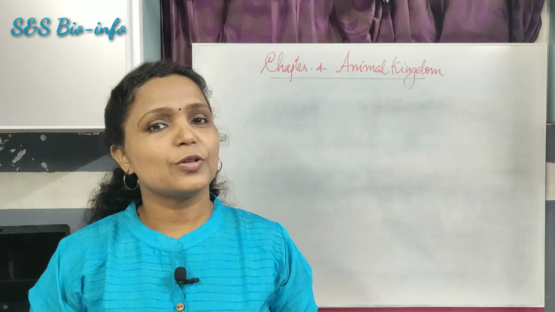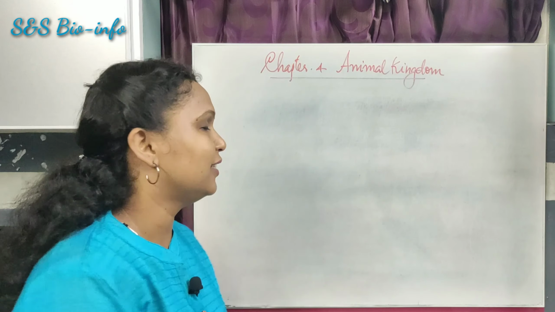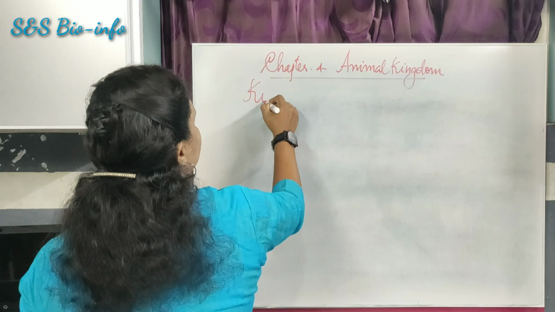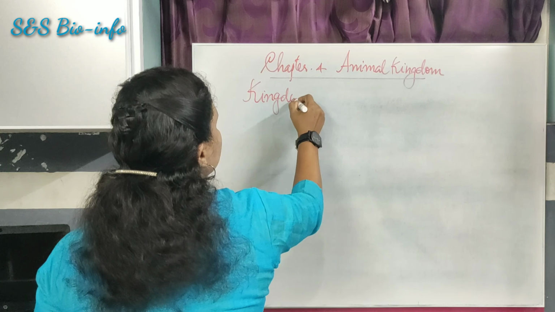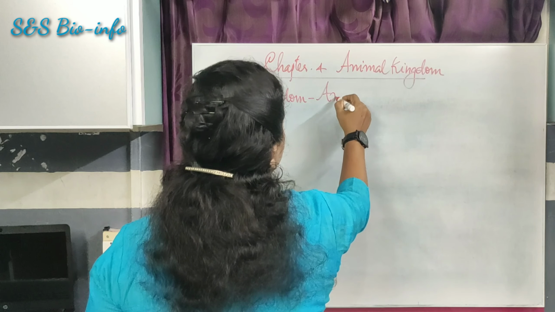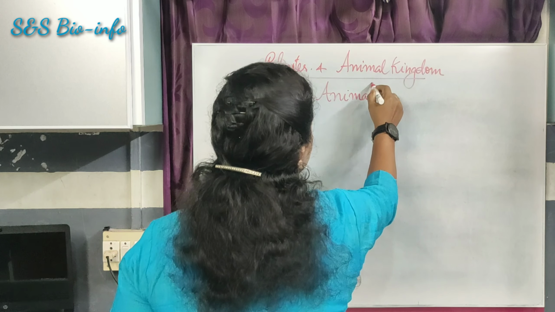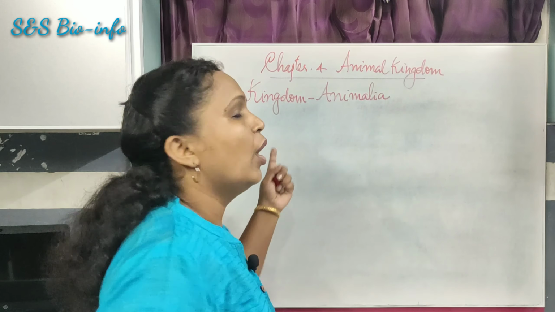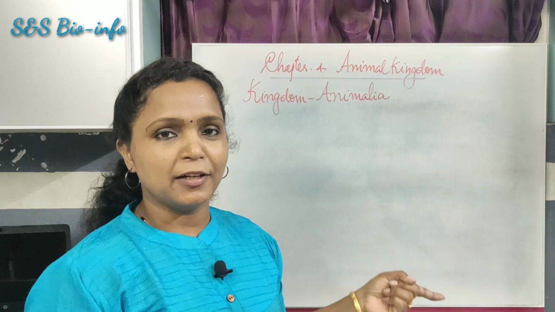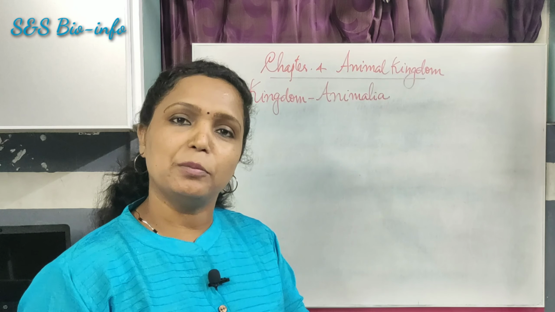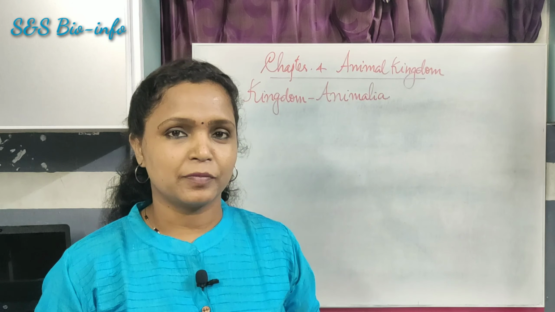Animal Kingdom is also known as Kingdom Animalia. All members of this kingdom are eukaryotic and multicellular animals.